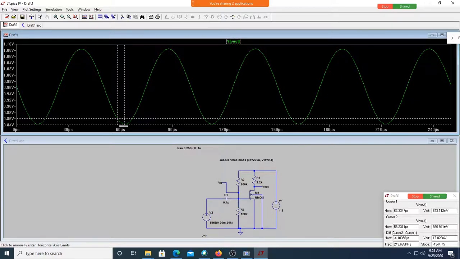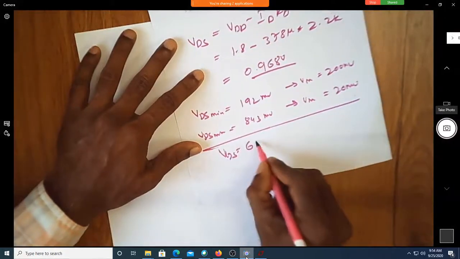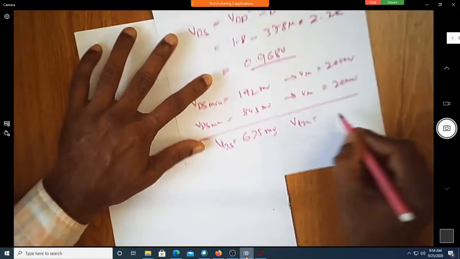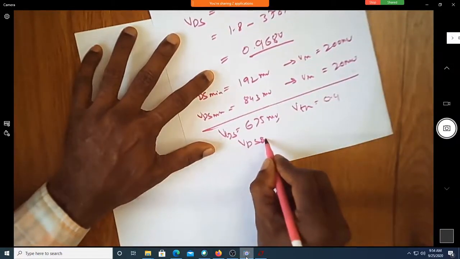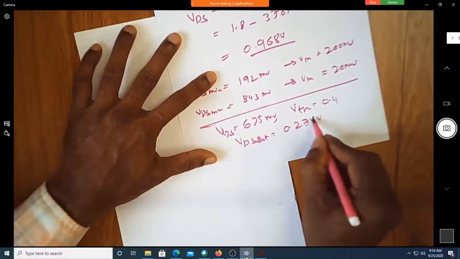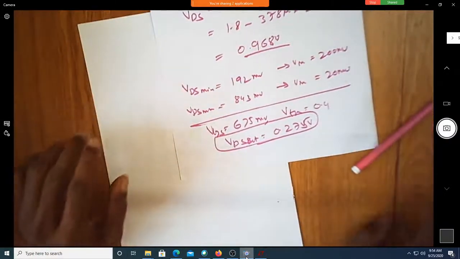Okay, let us go to the circuit and try to see how much VGS was in this case. How much is VGS? 675 millivolt. Yes, sir. How much is VTH? 0.4. How much is VDS SAT? 0.275 volt. What does this VDS SAT stand for?